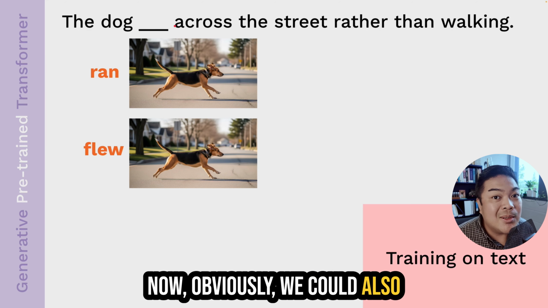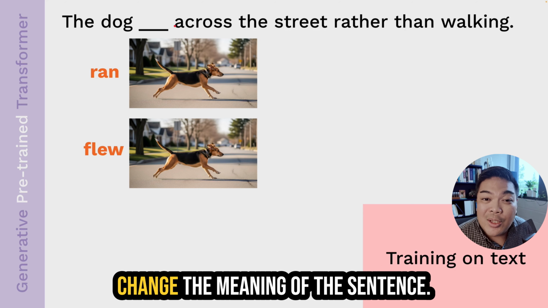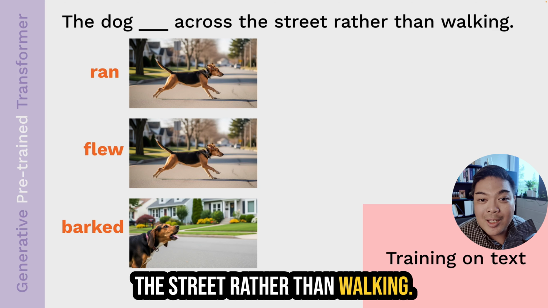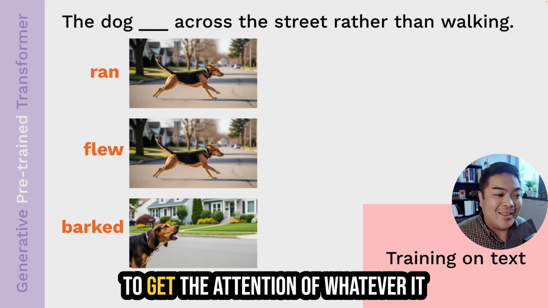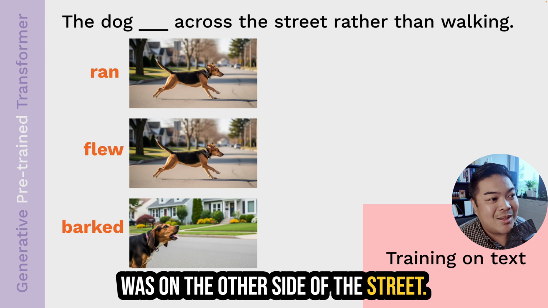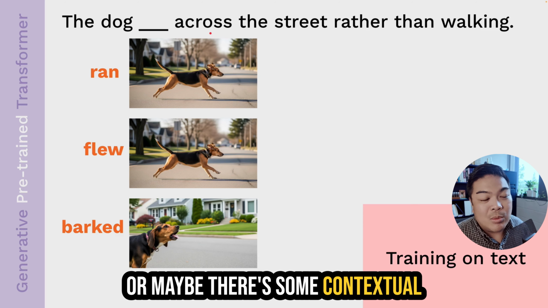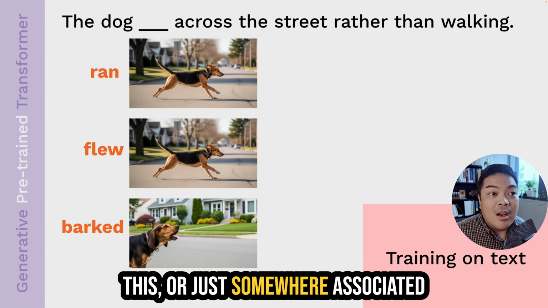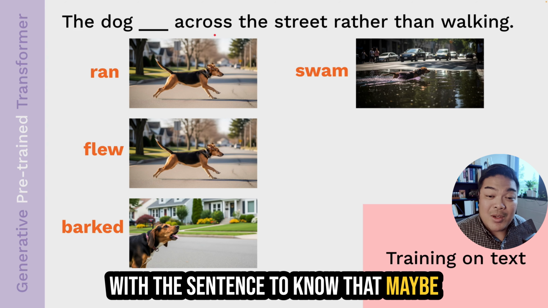Now, obviously, we could also choose likely words that slightly change the meaning of the sentence. So, for example, the dog barked across the street rather than walking. Maybe it was too lazy and just wanted to get the attention of whatever was on the other side of the street. Or maybe there's some contextual information a couple sentences before this, or just somewhere associated with this sentence to know that maybe it rained a lot.